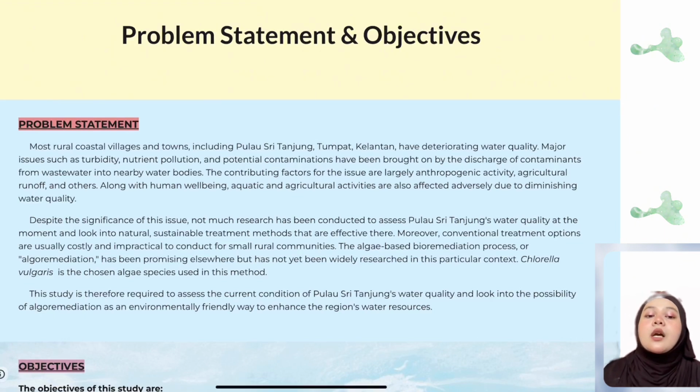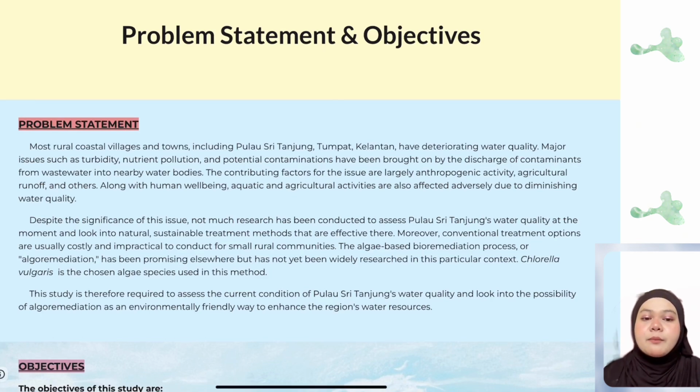Along with human well-being, aquatic and agricultural activities are also adversely affected due to diminishing water quality. Despite the significance of this issue, not much research has been conducted to assess Pulau Tanjung's water quality at the moment and look into natural, sustainable treatment methods that are effective there. Moreover, conventional treatment options are usually costly and impractical to conduct for small rural communities.